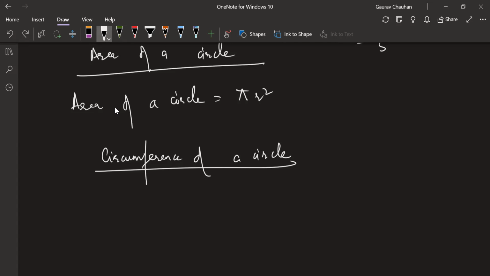Tell me the formula of perimeter or circumference of a circle, Dilruba. Anyone wants to correct Dilruba? Yes, Hemanji. 2 pi r. Look, Dilruba, pi r square is already the area of a circle. Circumference of a circle is 2 pi r, not 2 pi r square.